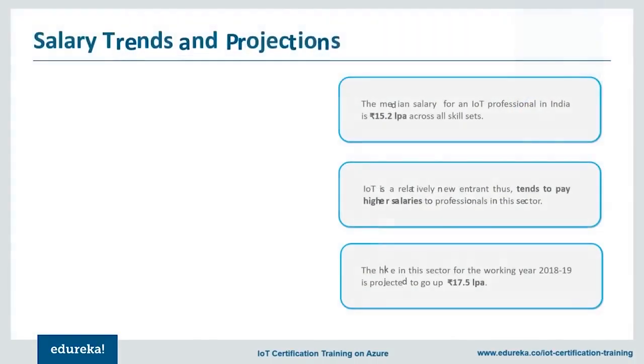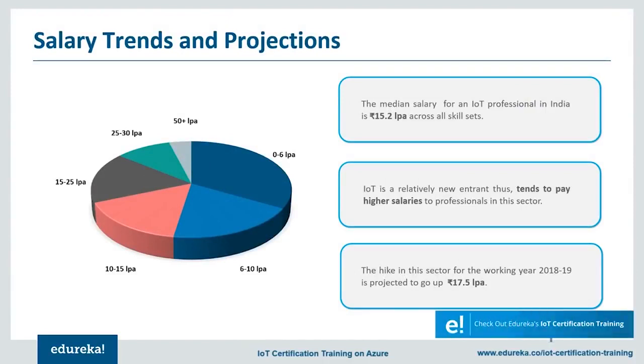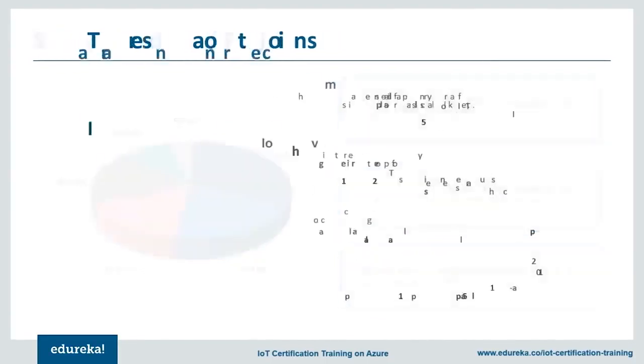Now, the median salary of IoT professionals is 15.2 lakhs per annum, according to a 2017 study. This figure compared to the 8.65 lakh per annum in the IT sector gives about 76% more to IoT professionals. IoT being a relatively new entrant, professionals in this area are commanding higher salaries. This number is predicted to go up as much as 17.5 lakh by 2019. So let's see how IoT does compared to other contemporaries.